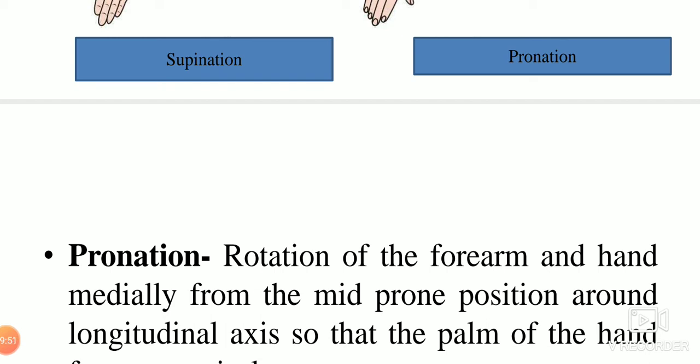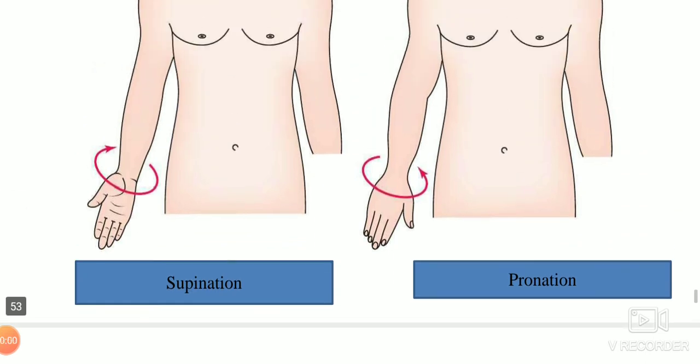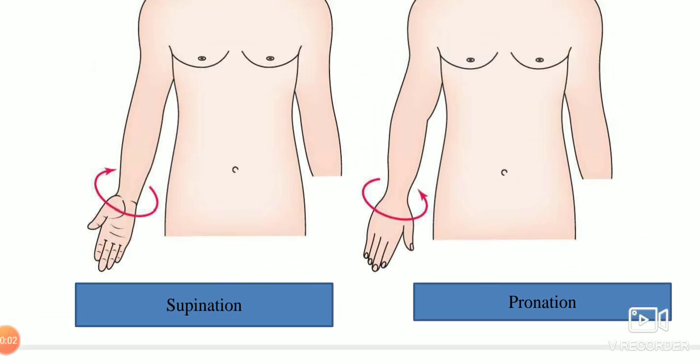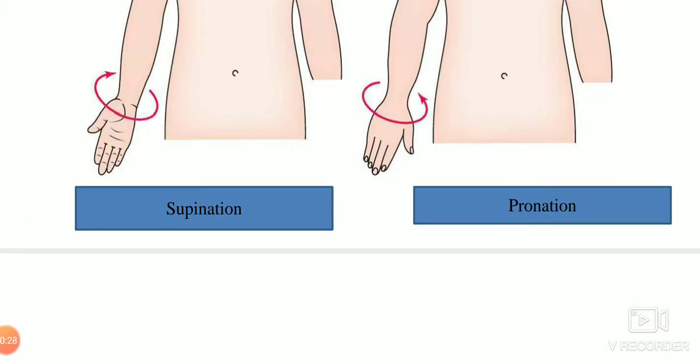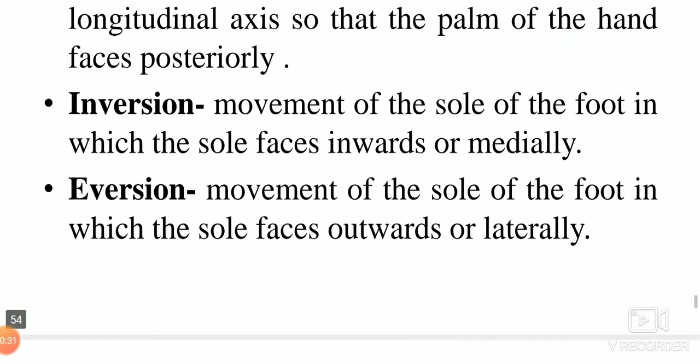Okay, rotation of the forearm and hand medially from the mid prone position around the longitudinal axis so that the palm of the hand faces posteriorly. Okay, in supination, what is it? Rotation of the forearm and hand, where? Laterally from the mid prone position around the longitudinal axis, so the palm of the hand faces anteriorly. And in pronation, rotation of the forearm and hand medially from the mid prone position around the longitudinal axis so the palm of the hand faces posteriorly. This way you can remember it point-wise for theory purposes.